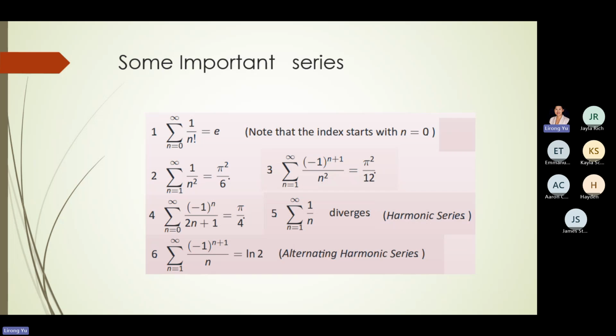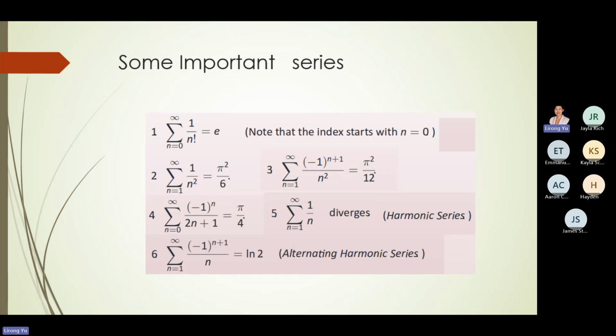Number 3 is very similar to number 2, except this one has alternating signs. So you can see that's 1 over n squared, and this is negative, positive of the 1 over n squared. So that one has value pi squared over 12. So by changing the sign from positive terms to alternating terms, this one actually has a slightly smaller value. The value of this one is much smaller than that one.